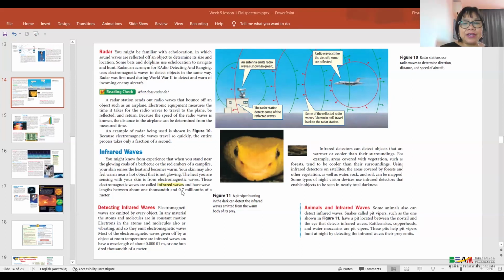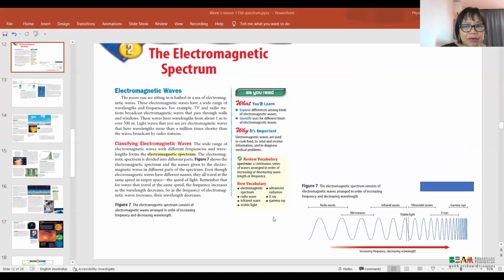Now, in this case, I'd like you to go back to that wave diagram, the transverse wave diagram. Remember, we already discussed energy and frequency. The higher the frequency, what do we have? Higher the energy. Very good. So when we look at it, infrared is actually here, near visible light.